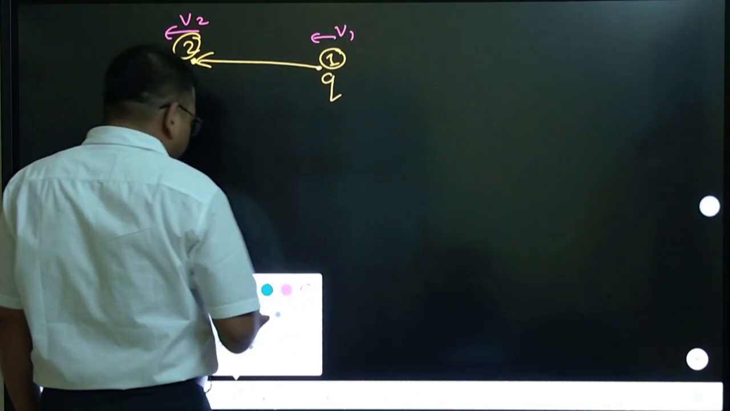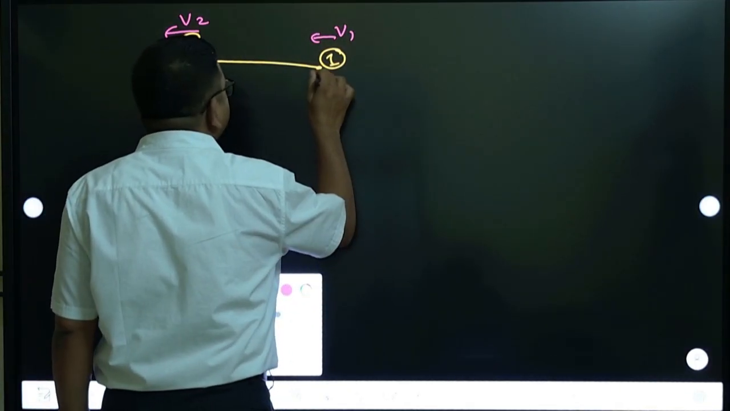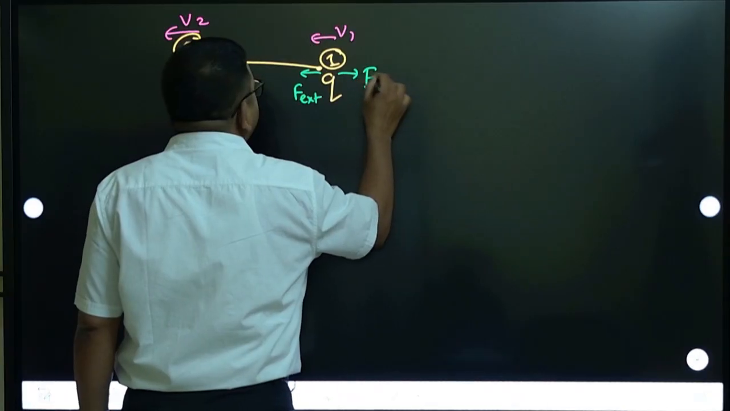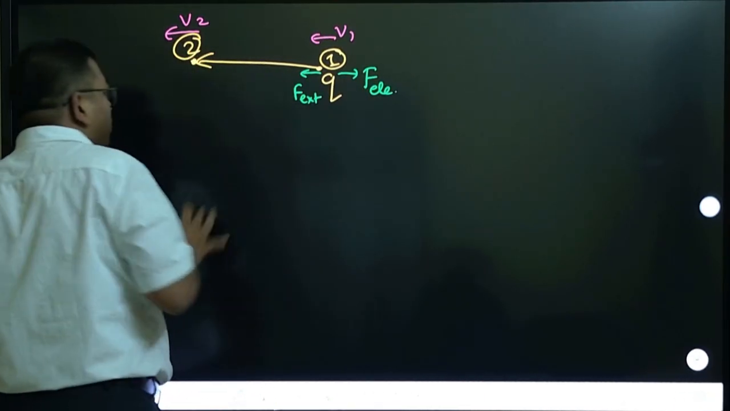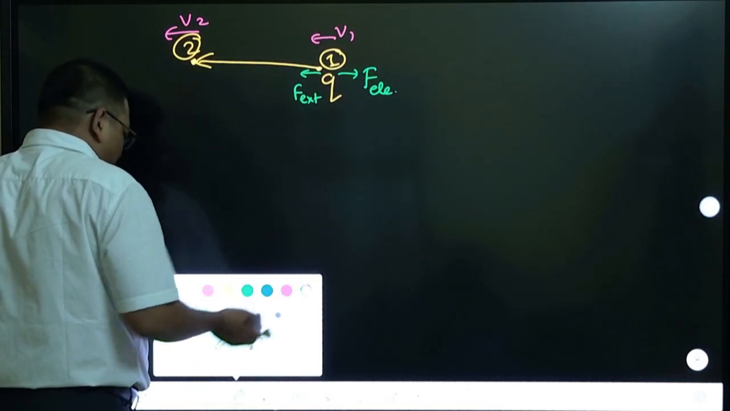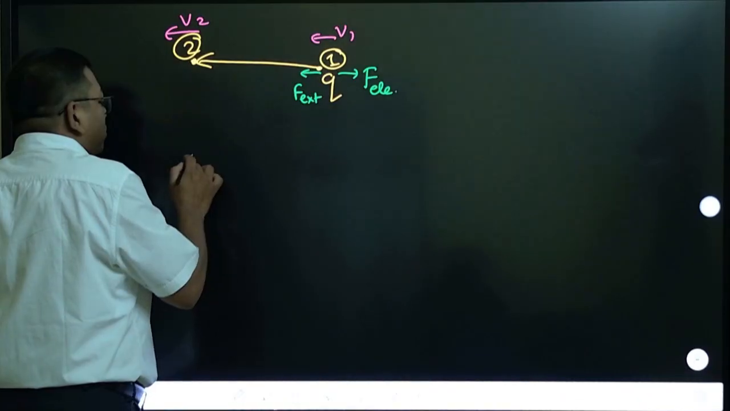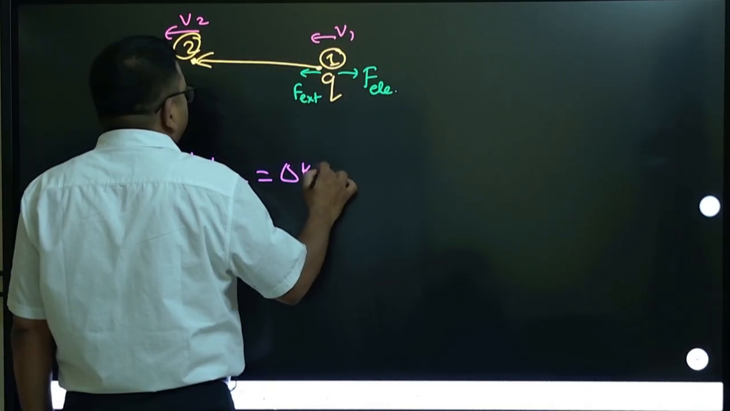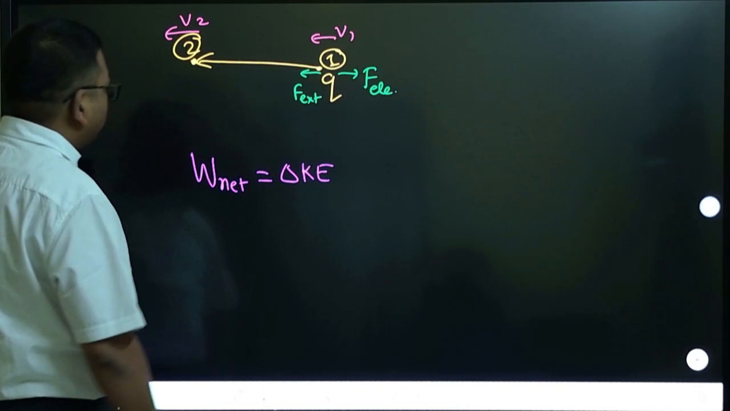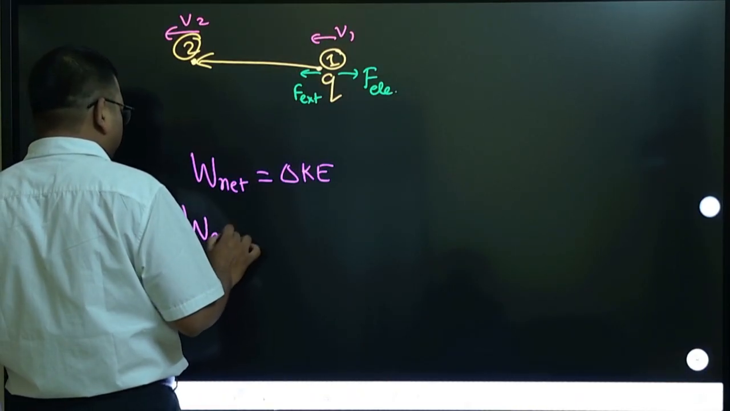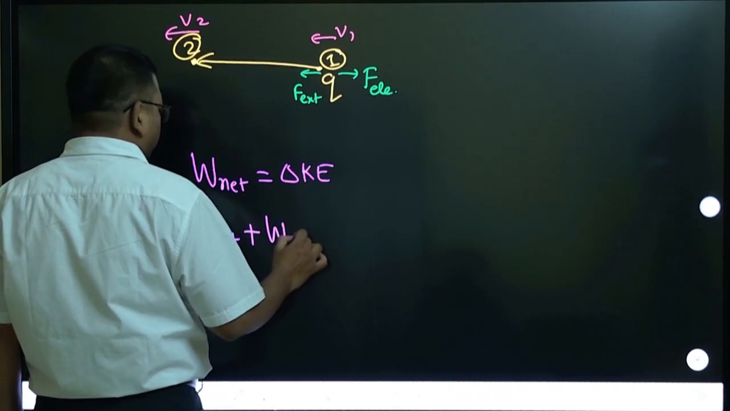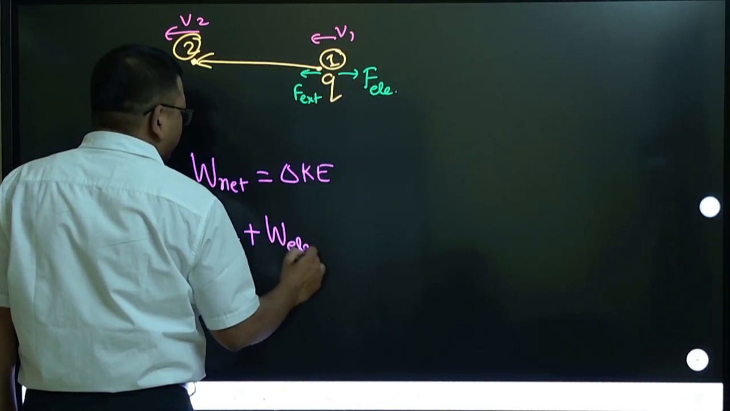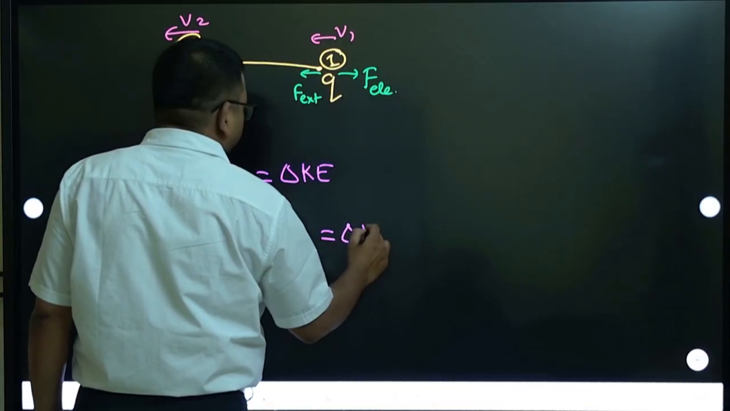So what are the forces acting on it? First of all, you are applying some external force, and some electrostatic force is also acting. These two forces are there, and any other forces may be there. So you have to apply work done. Net work done is change of kinetic energy. So basically, work done by external force plus work done by conservative force, conservative meaning electrostatic force, is equal to change of kinetic energy.